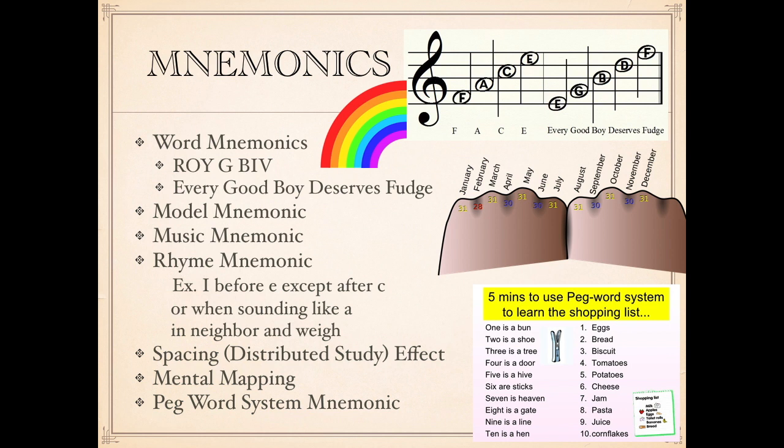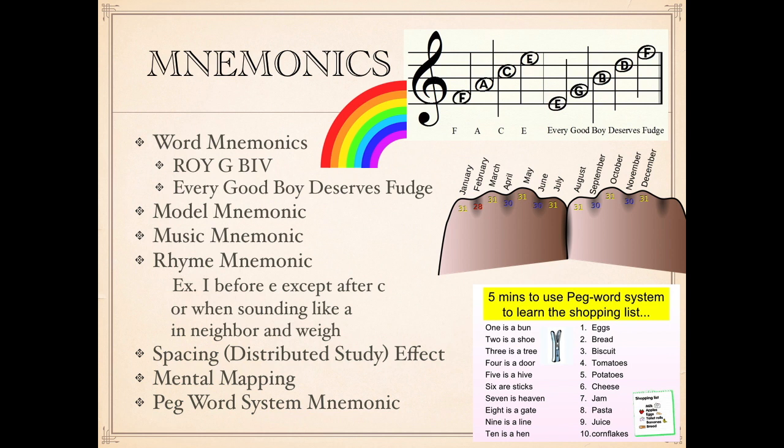Five is a hive made out of mashed potatoes. Six are sticks, cheese sticks, or snack sticks. Seven is heaven with a grape jam cloud.